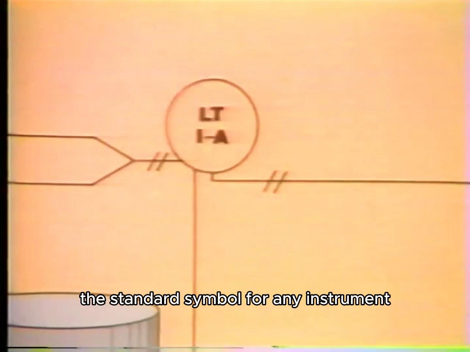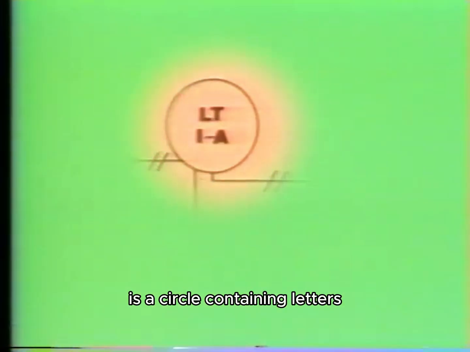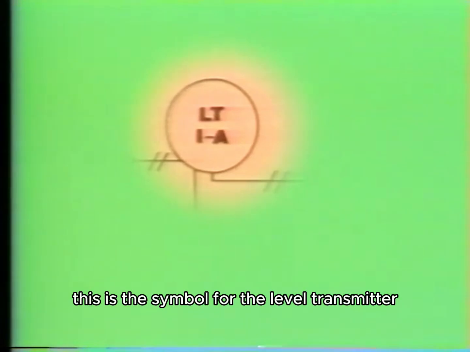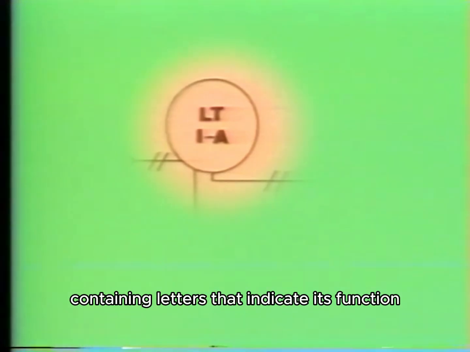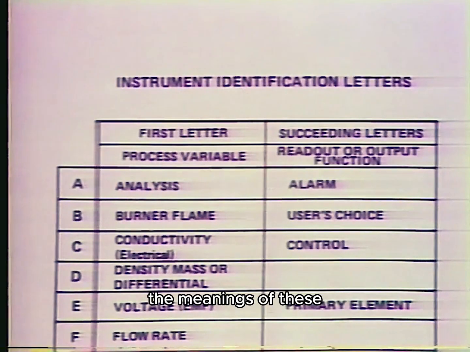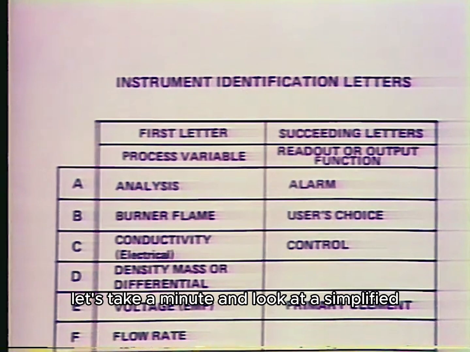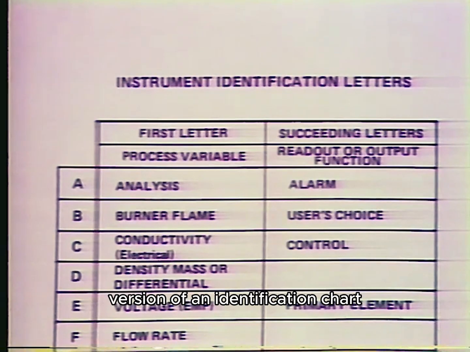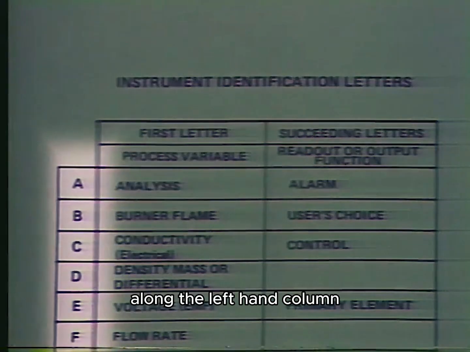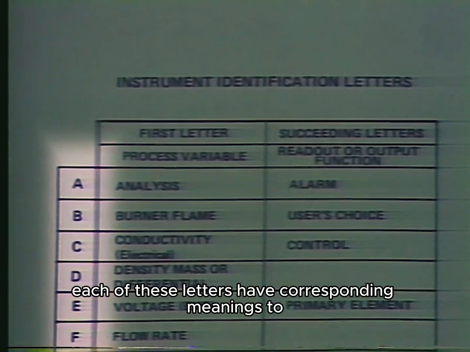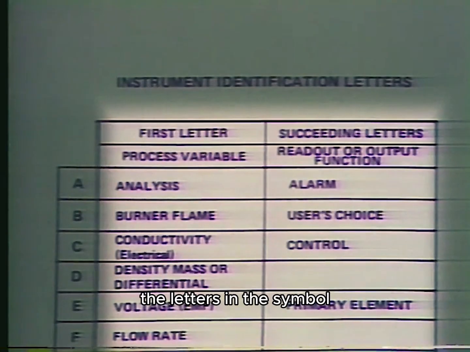The standard symbol for any instrument is a circle containing letters which indicate the function of that particular instrument. For example, this is the symbol for the level transmitter that we discussed earlier. So its symbol is a circle containing letters that indicate its function. The meanings of these letters will be located in the legend on an identification chart. Let's take a minute and look at a simplified version of an identification chart. Along the left-hand column, you'll find letters from A to Z. Each of these letters has a corresponding meaning for the letters in the symbol.